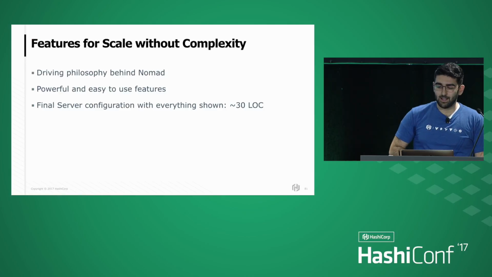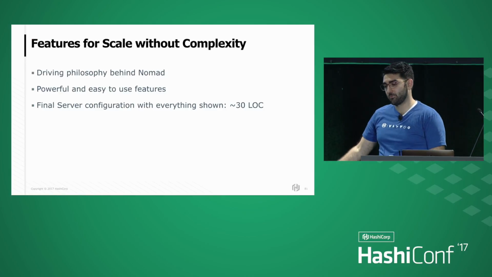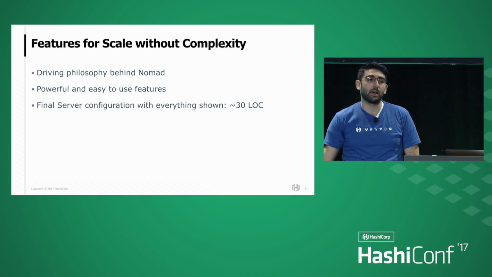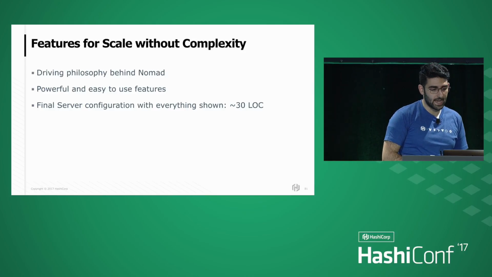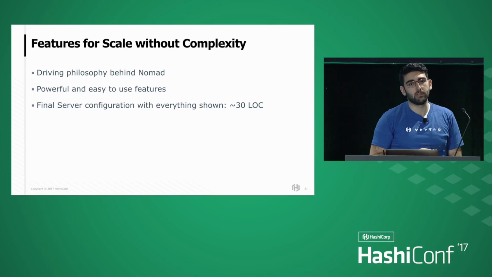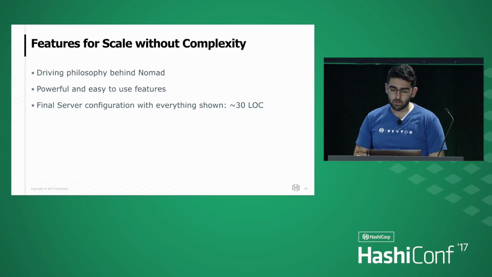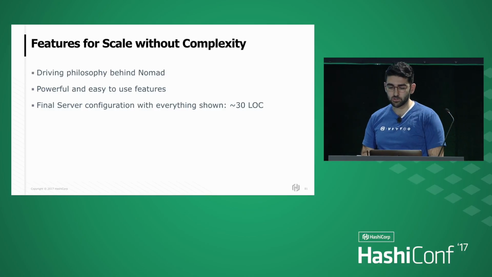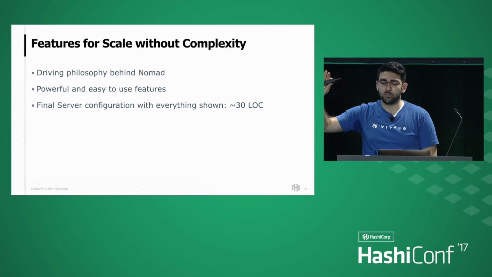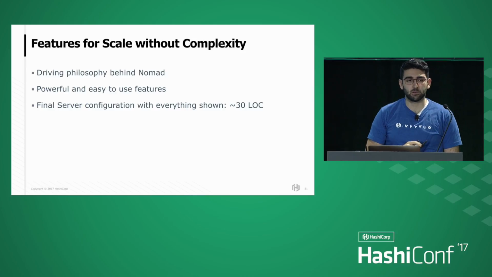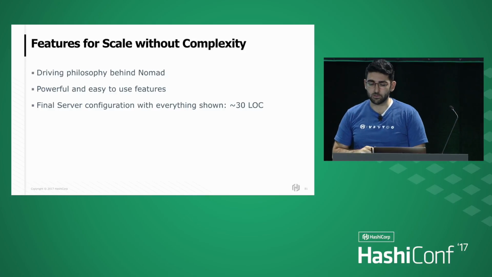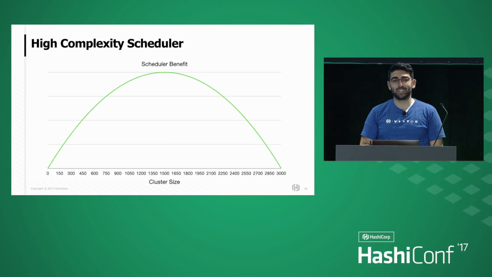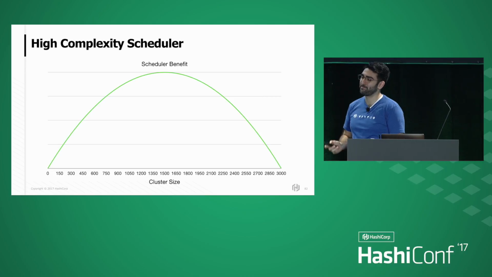So I hope you enjoyed. That's some of the features we provide with Nomad to make sure that you can scale without introducing complexity into your stack. This is truly a driving philosophy behind our development. We always want to provide you with powerful and easy to use features. So with all those features I showed you, I built the final server config, and it was roughly 30 lines of code for everything. So I don't know where we landed on this scale, but I know we didn't land here. So thank you very much.